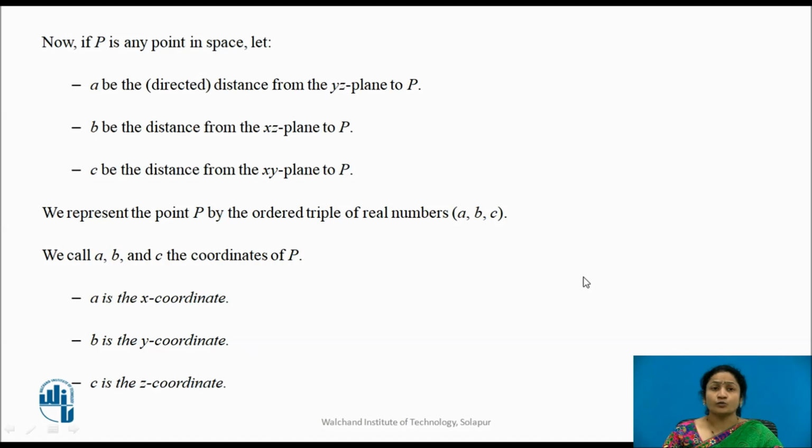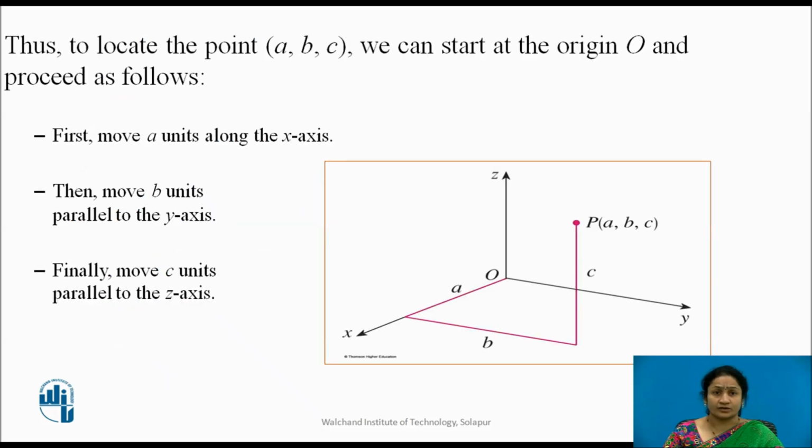Now, if you want to put a point in space, let A be the distance from the yz plane to P, B be the distance from the xz plane to P, and C be the distance from the xy plane to P. We represent the point P by the ordered triplet of real numbers A, B, C. We call A, B and C the coordinates of P. A is the x coordinate, B is the y coordinate and C is the z coordinate.